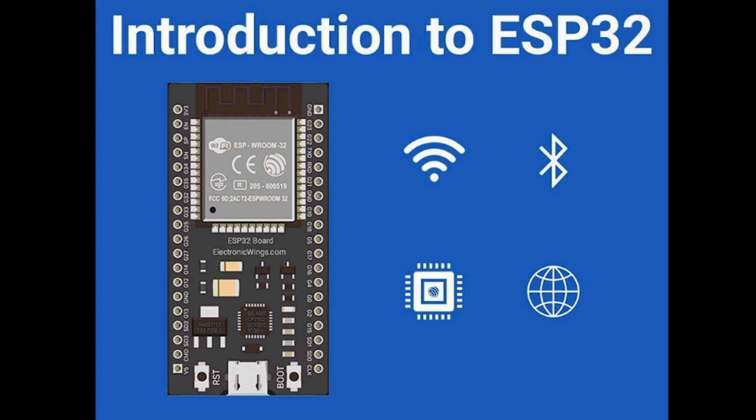Basically, ESP32 and ESP8266 are similar, but with a few changes. The change is BLE: ESP8266 or NodeMCU supports only Wi-Fi, but ESP32 supports Wi-Fi and also BLE, Bluetooth Low Energy. Also, there are special features like inbuilt touch sensors, touch pins, and audio communication.